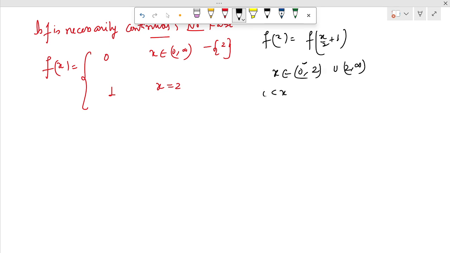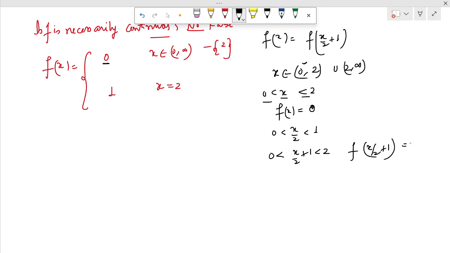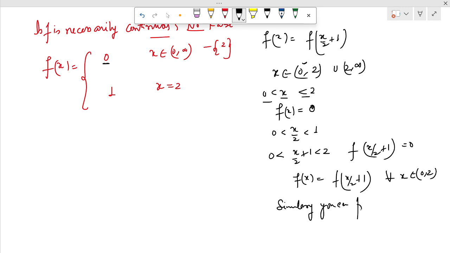If x belongs to 0 comma 2, I know what f of x is. f of x would certainly be equal to 0, because if x belongs to 0 to 2, f of x is 0. Now x by 2 will lie between 0 and 1, and x by 2 plus 1 will lie between 0 and 2, and certainly f of x by 2 plus 1 will also be equal to 0. So clearly f of x will be equal to f of x by 2 plus 1 for all x belonging to 0 comma 2. Similarly you can prove it for all x belonging to 2 comma infinity.